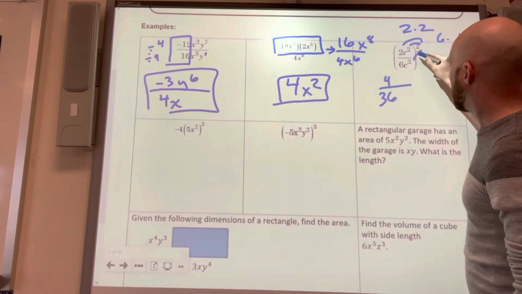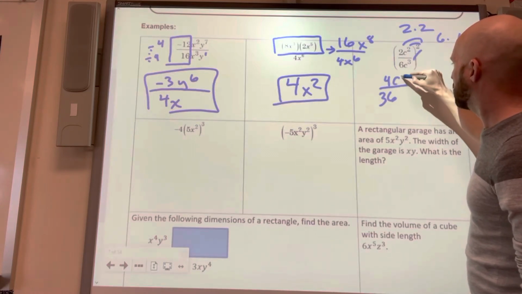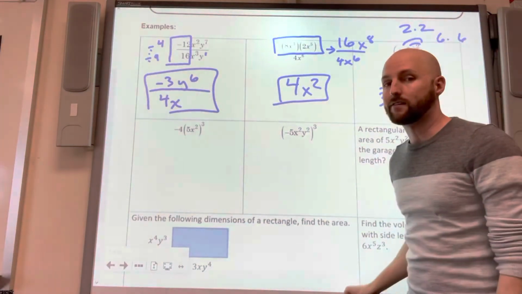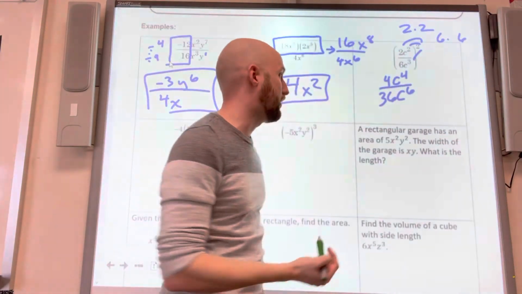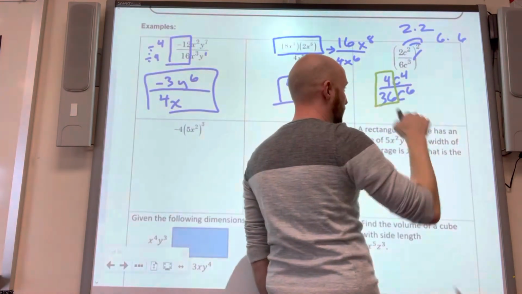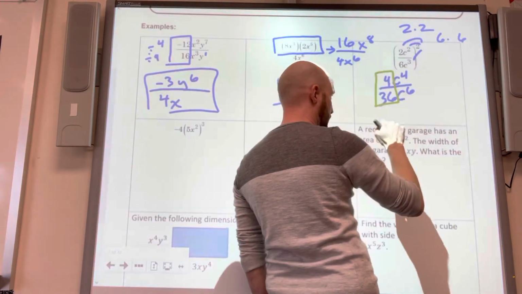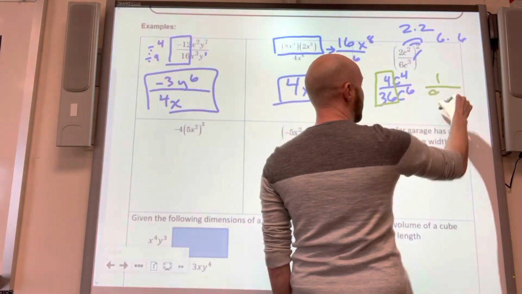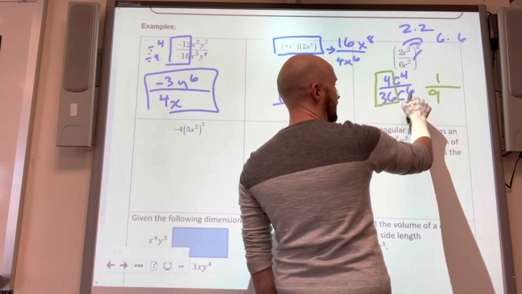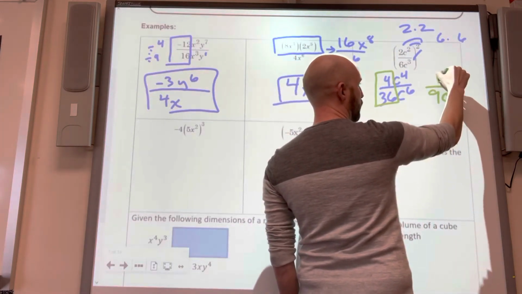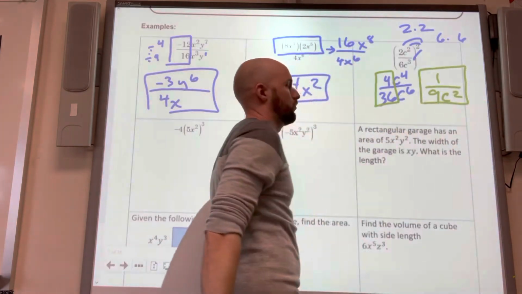Multiply. 2 times 2 is 4. 2 times 3 is 6. Pero no está simplificado. It's not finished being simplified. 4 and 36 in the calculator. 4 divide 36. En esa orden, no 36 entre 4. 4 entre 36 is 1 over 9. And then 6 minus 4 is 2 at the bottom. Y sí es importante el 1 arriba, si no queda nada arriba. Okay?